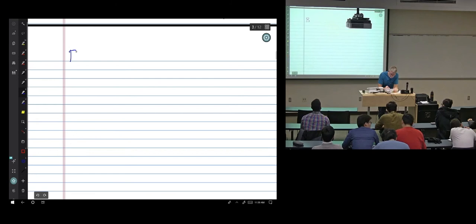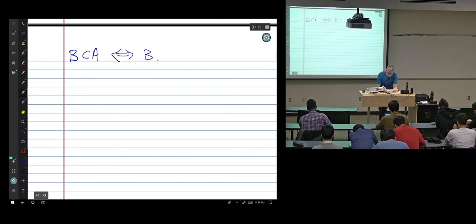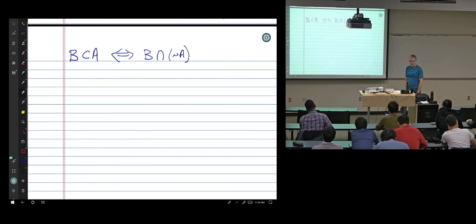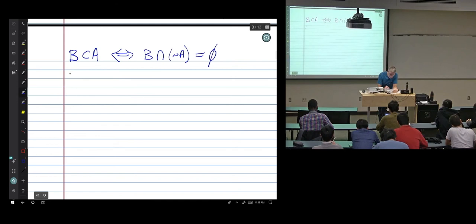Okay, now I need another little simple picture. Suppose a set B is contained in a set A. What is the relation of B when I intersect it with the complement of A? What is that equal to? B is inside of A. So it's the empty set, okay? So what if B is contained in the complement of A?